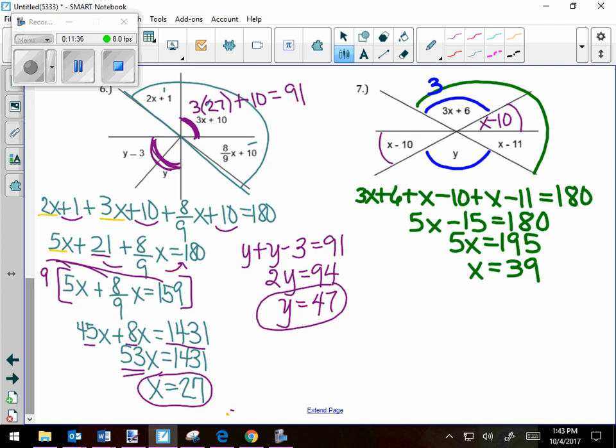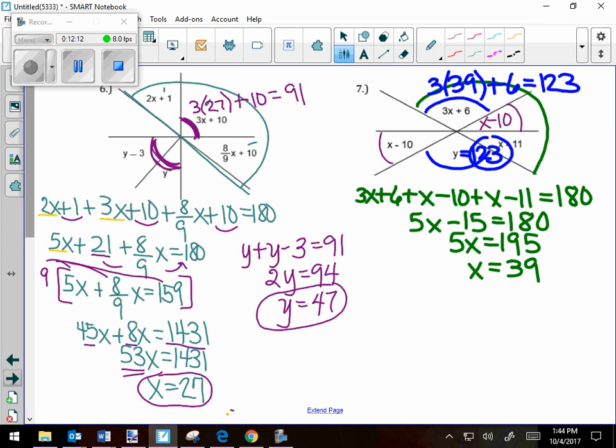And now that I know that x is 39, I can figure out how big this angle is. Which is 123 degrees. And if that's 123 degrees, then this angle y must also equal 123 degrees. So I'm able to find that missing angle measure basically in just one step by substituting the x value of 39 into its vertical angle.